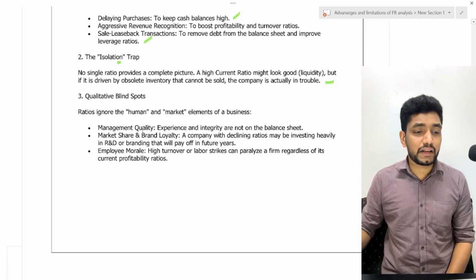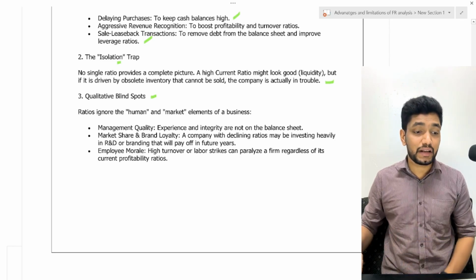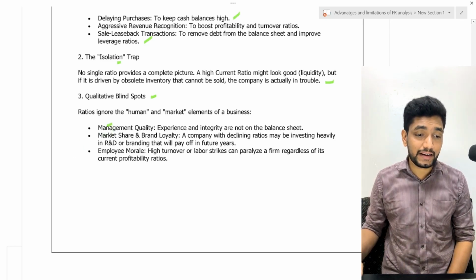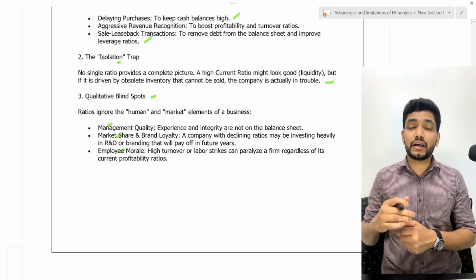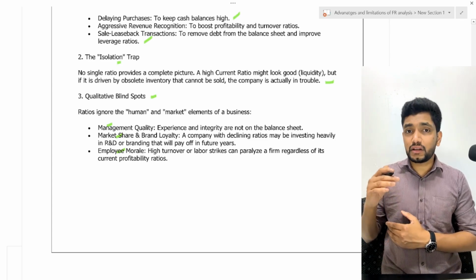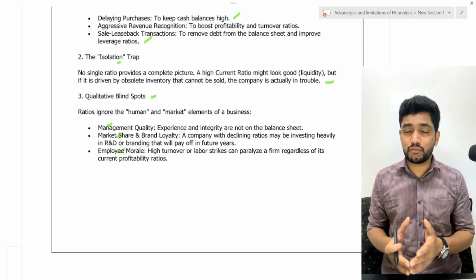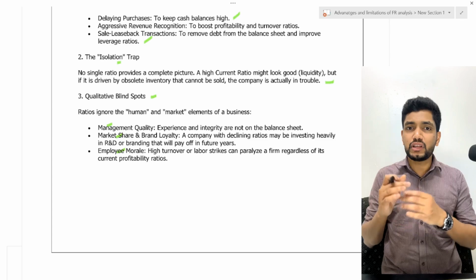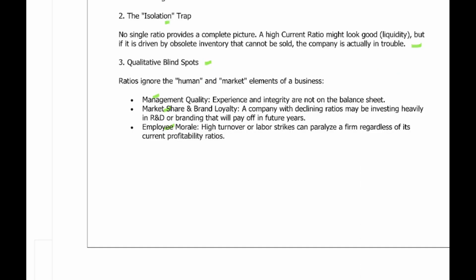Then the qualitative blind spot. As we know, there are a lot of qualitative effects like management quality, market share, brand loyalty and employee morale. All these are very important to decide the future of the company. But in the current ratio analysis, we are not considering any of these qualitative factors, because we are considering purely quantitative factors only in the ratio analysis. So this can be a limitation to ratio analysis.